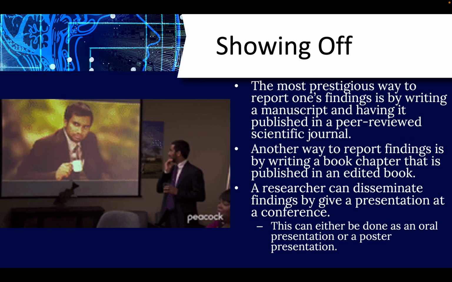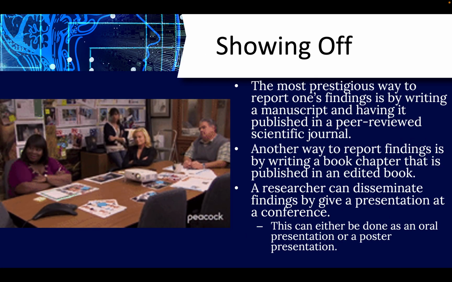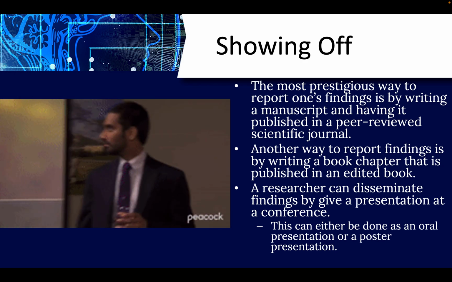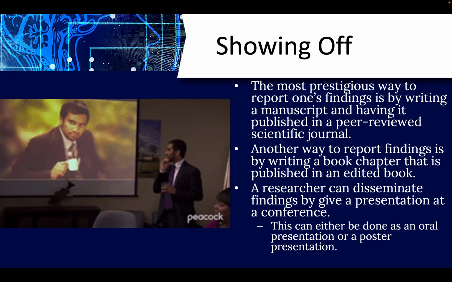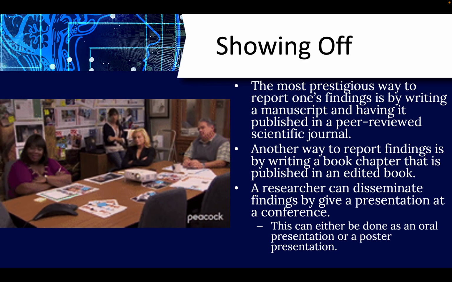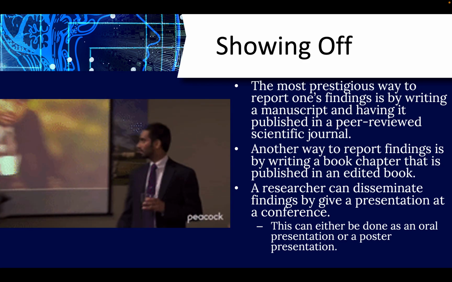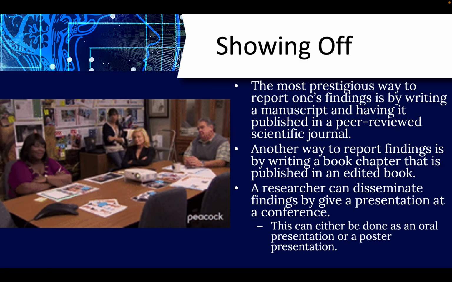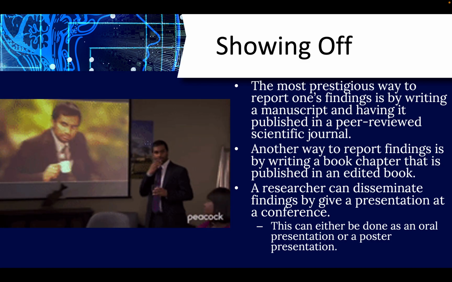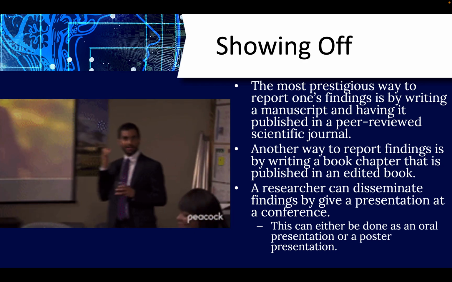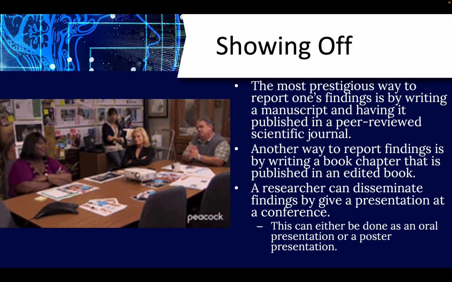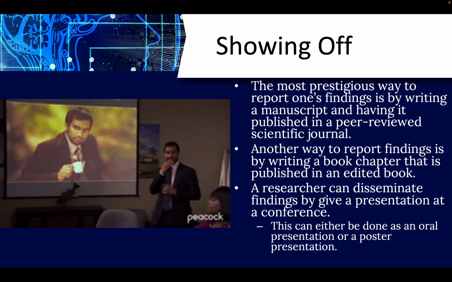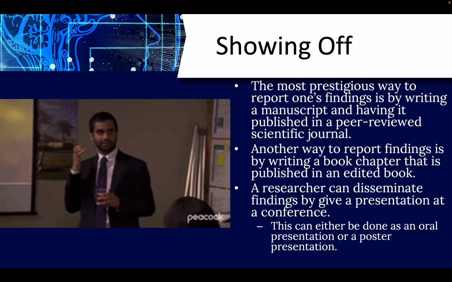The most prestigious way to report one's findings is by writing a manuscript and having it published in a peer-reviewed scientific journal. Another way to report findings is by writing a book chapter that is published in an edited book. A researcher can disseminate findings by giving a presentation at a conference. This can either be done as an oral presentation or as a poster presentation.